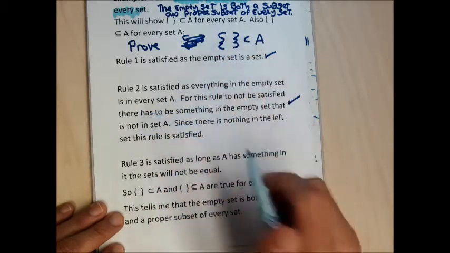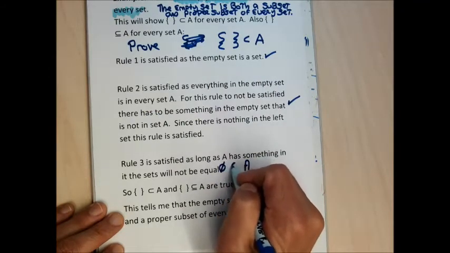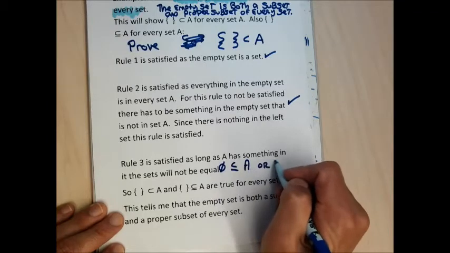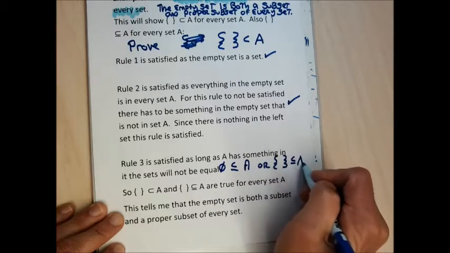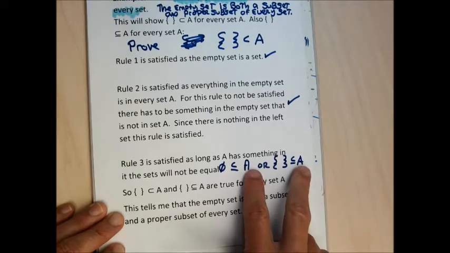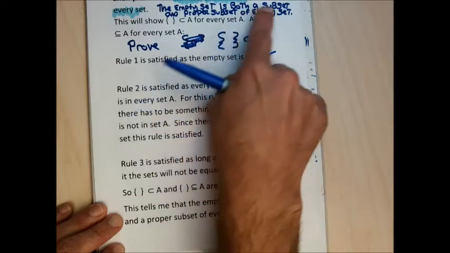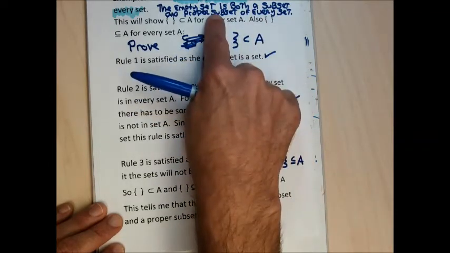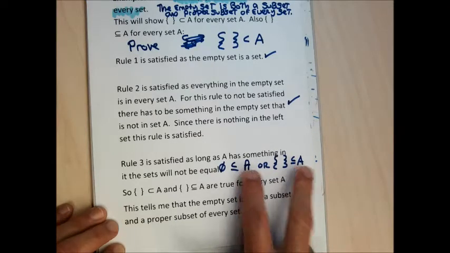The only way I could answer no to this symbol, which is equivalent to this, is if the set A was also the empty set. So the empty set is both a subset and a proper subset of every set, as long as it's only a proper subset if they're both not the empty set.